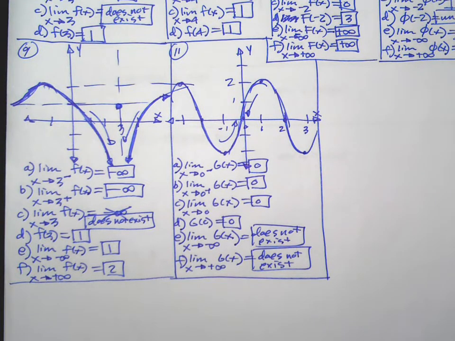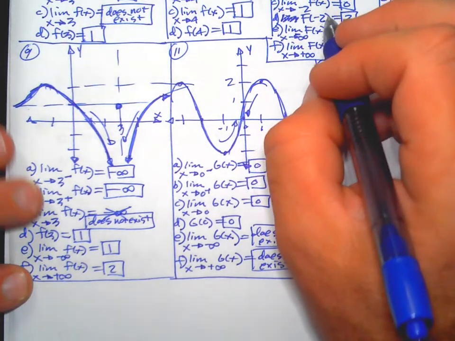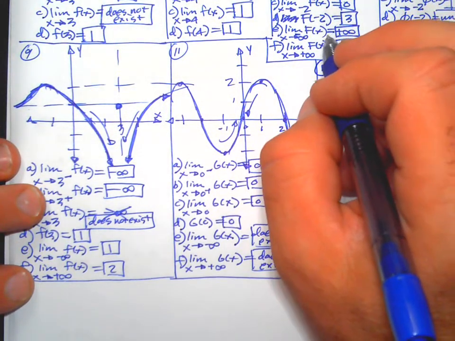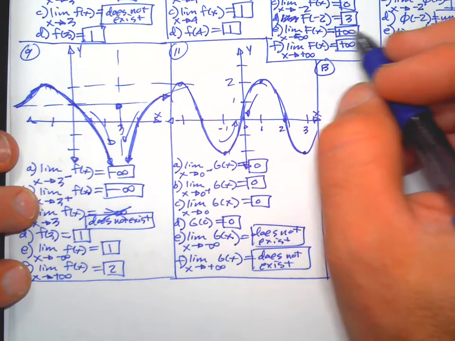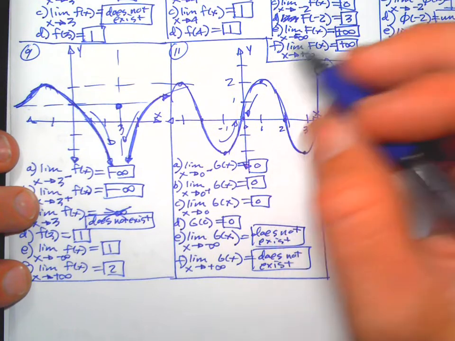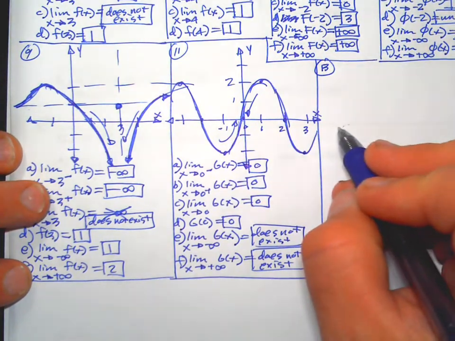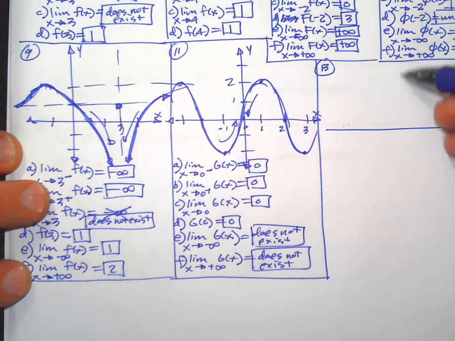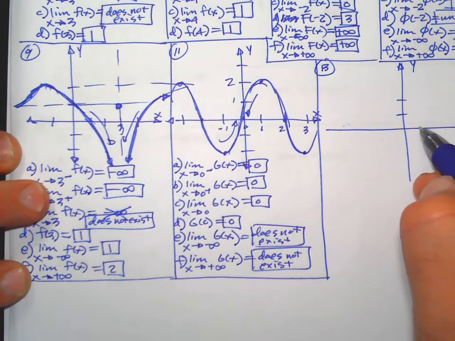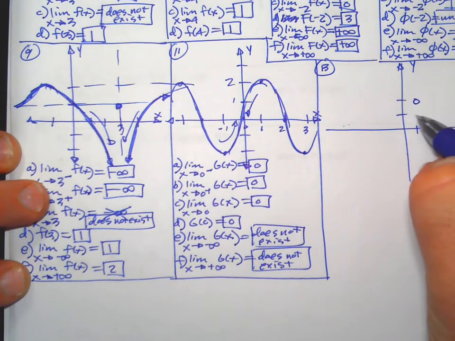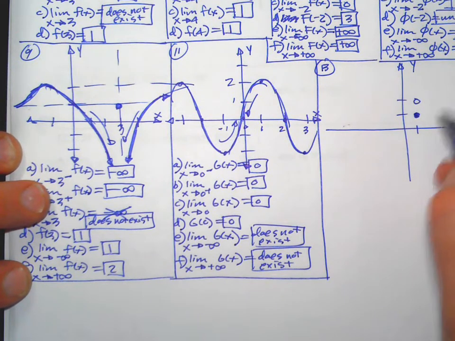Thirteen is a little different kind of question. It says, consider the function g graphed in the accompanying figure. For what values of x sub 0 does the limit exist? For what values does the limit exist? So, quick sketch of this graph. I think I messed that up.